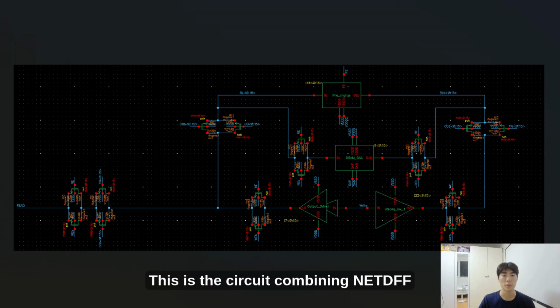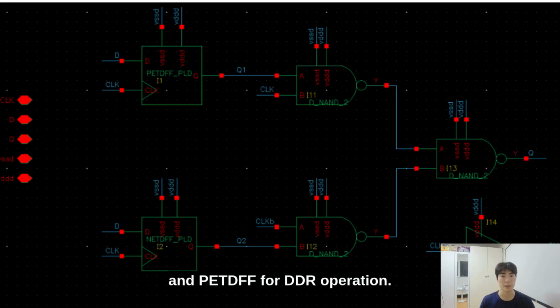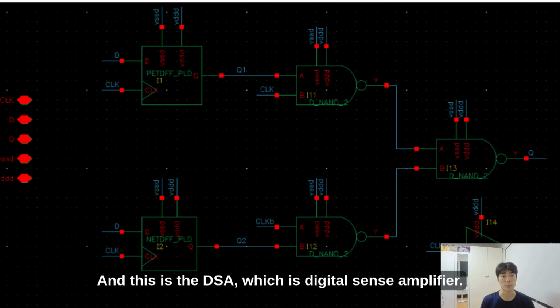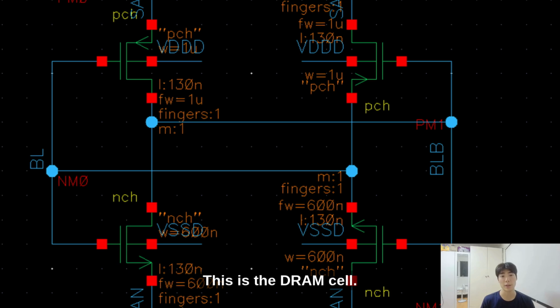The decoder was designed using the PLD method. This is the Fairfield block. This is the circuit combining NETDFF and PTDFF for DDR operation. And this is the DSA, which is digital sense amplifier.